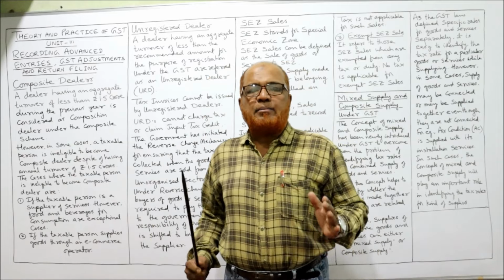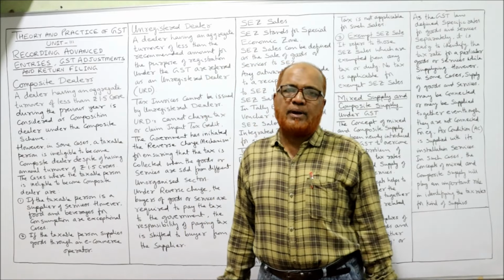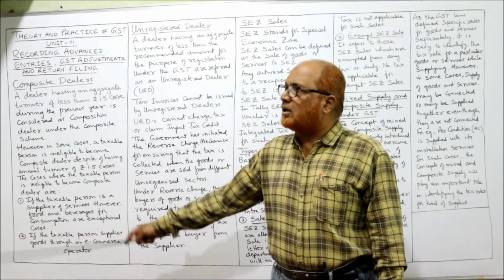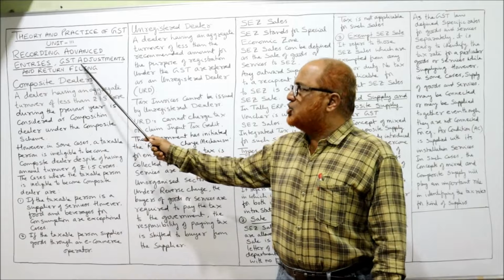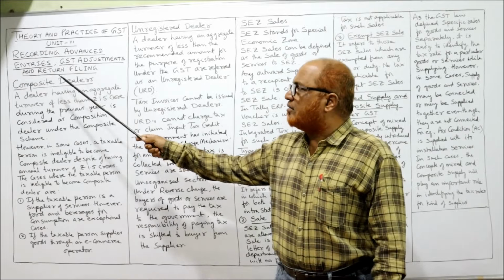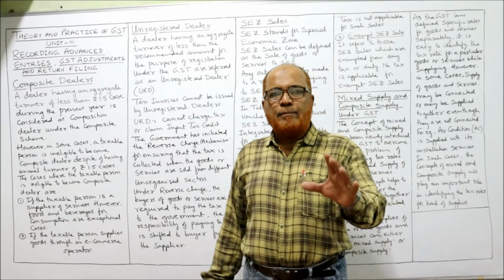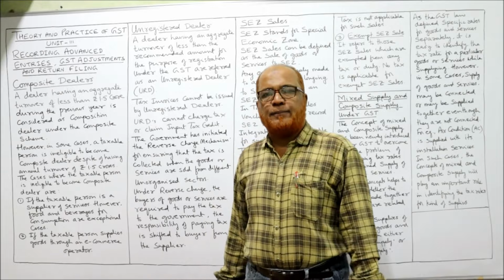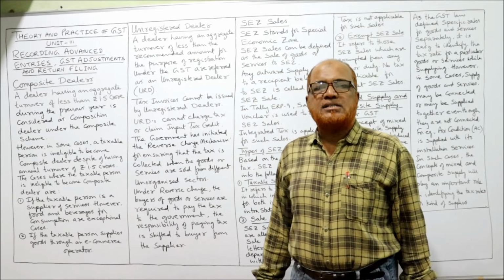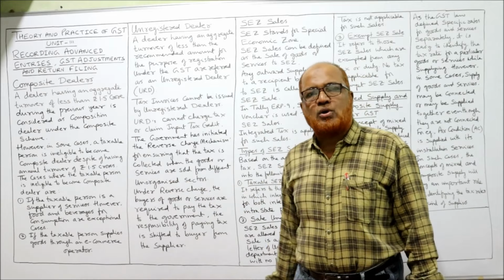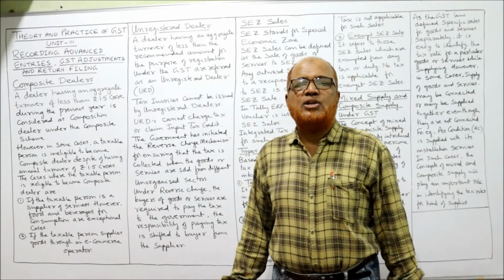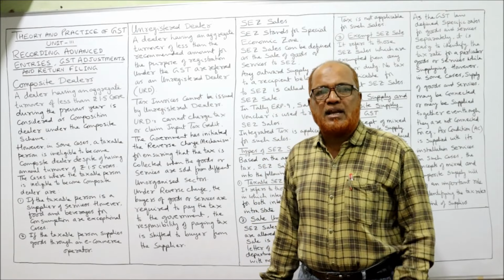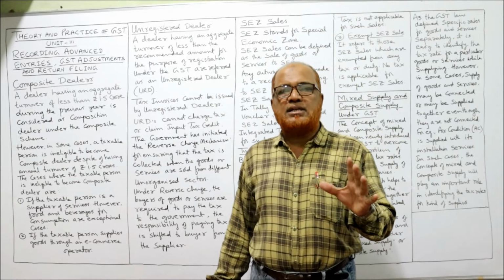So presently I am discussing unit number 3. The topics of unit number 3 are recording advanced entries, then GST adjustments and return filing. This is the main topic of unit number 3. Now, before starting the explanation of composite dealer and unregistered dealer, take a screenshot of the points which I have written, then I'll explain all the points in detail.